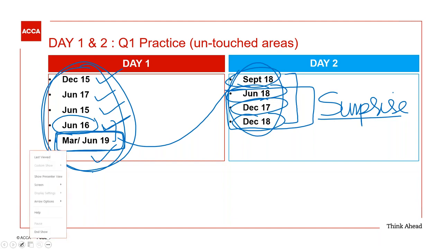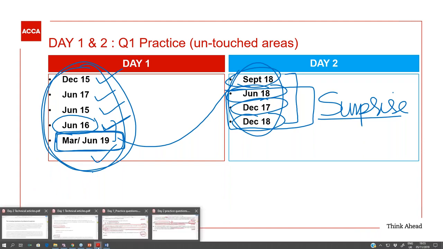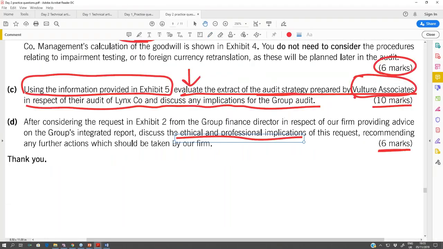Now, if you just take a look at the June 18 question number one from the practice questions for the day two.